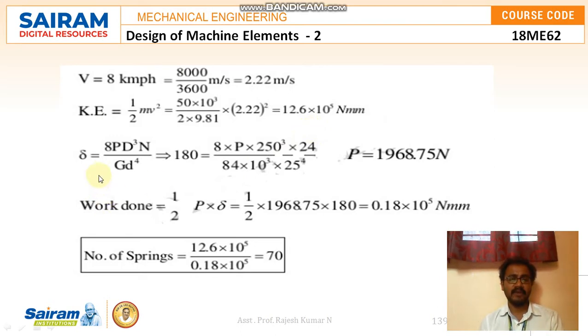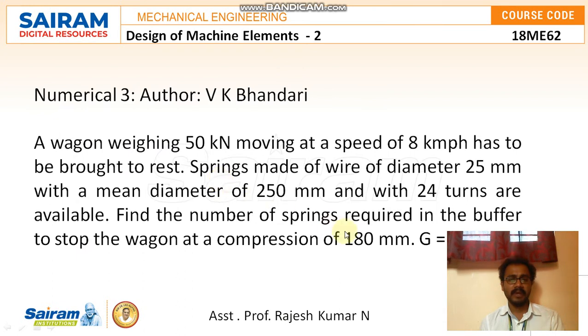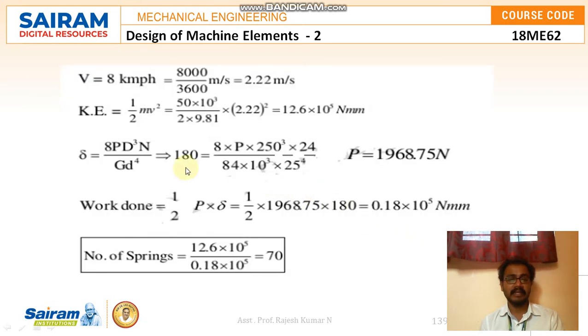Next, I need to find the deflection. The deflection formula is 8PD cubed n divided by G d power 4. Here the deflection value is the compression of the wagon, 180 mm, which is the displacement.